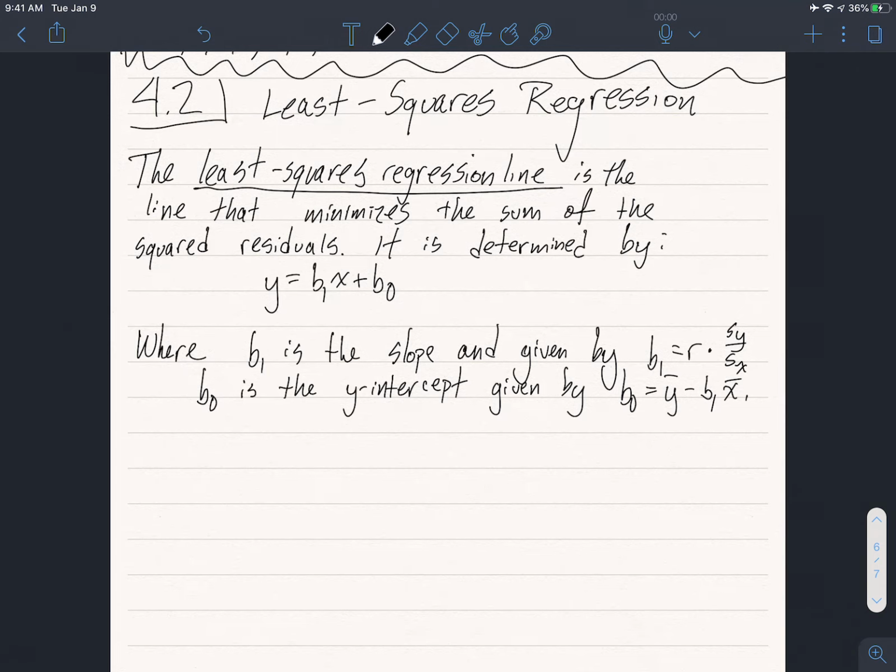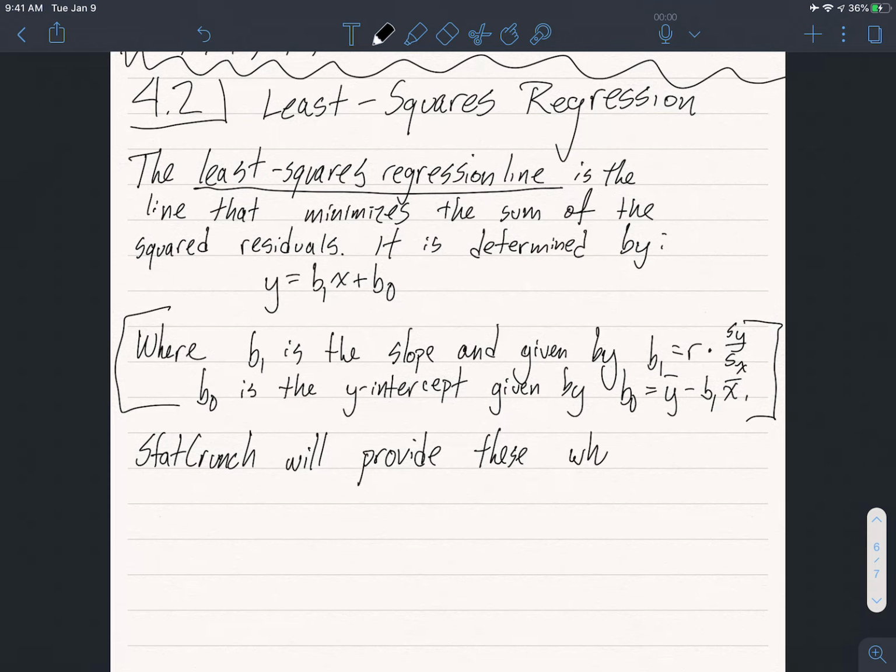You actually don't need any of this right here. This is not needed because StatCrunch will provide these when running a correlation test. So just like I'm not going to expect you guys to calculate r on your own, I'm not going to expect you guys to calculate this b1, b0 nonsense, because StatCrunch is going to be providing you what this least squares regression line is.